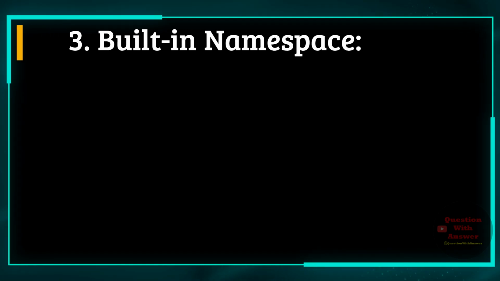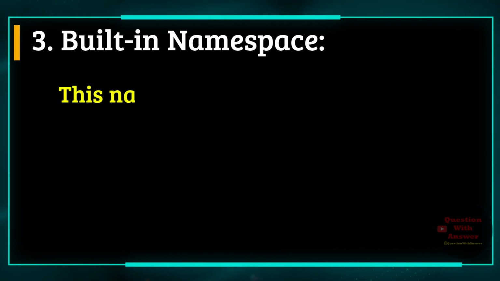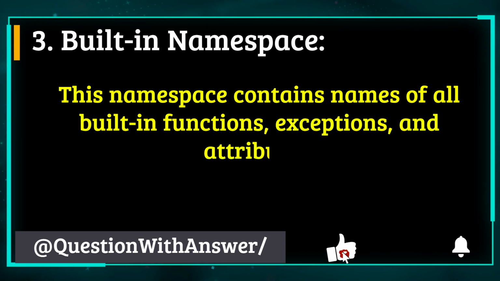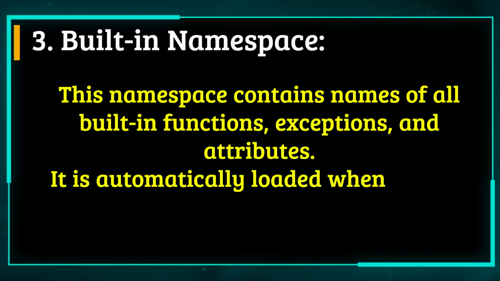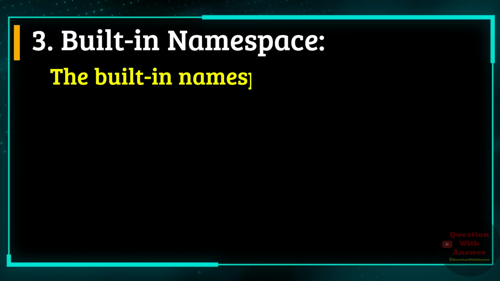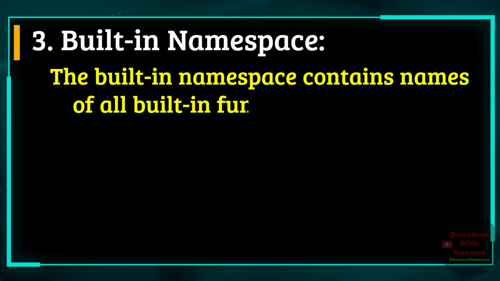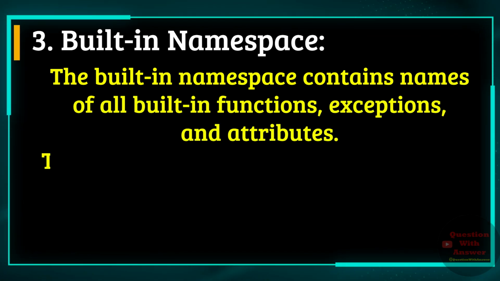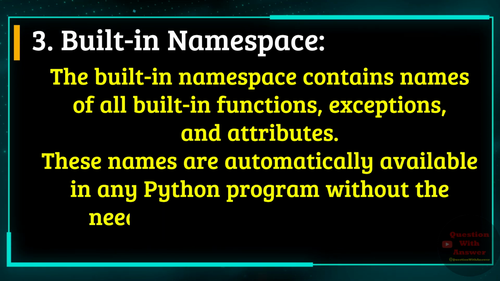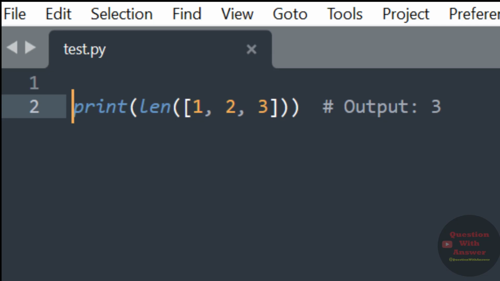3. Built-in namespace. This namespace contains names of all built-in functions, exceptions, and attributes. It is automatically loaded when Python starts up and is always available. These names are automatically available in any Python program without the need for any import statements. For example, in this code, print and len are built-in functions accessed from the built-in namespace.